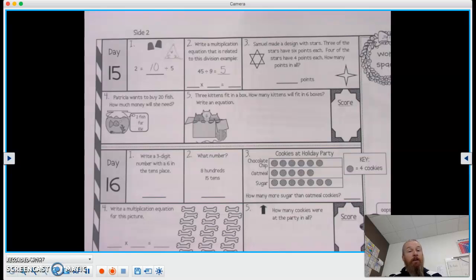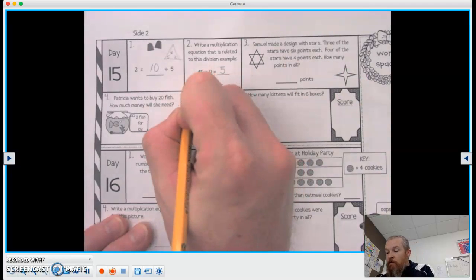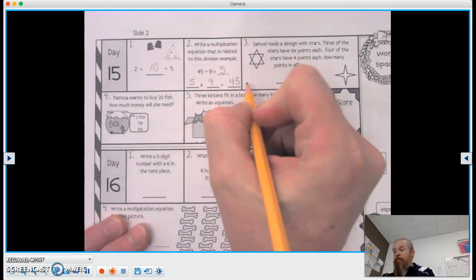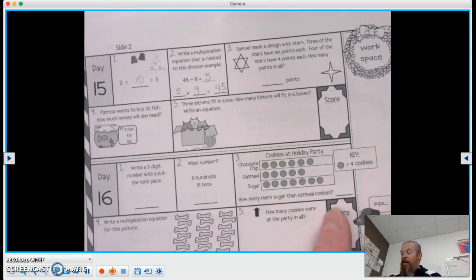Now, we're going to do our multiplication. So we take these two. 5 times 9 equals 45. How about that? Yeah. All right.